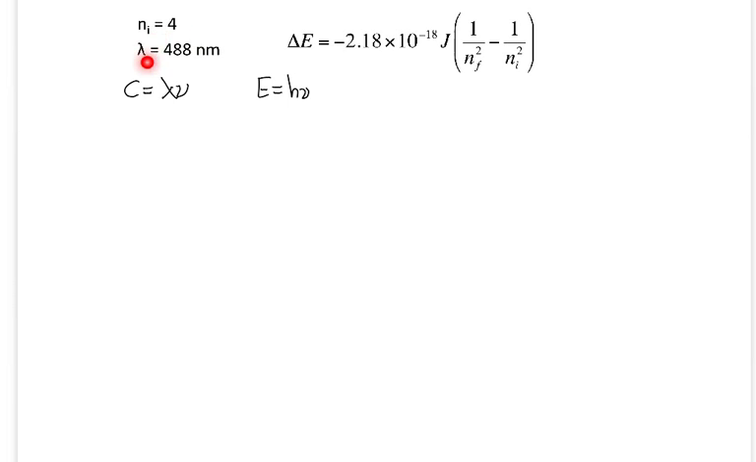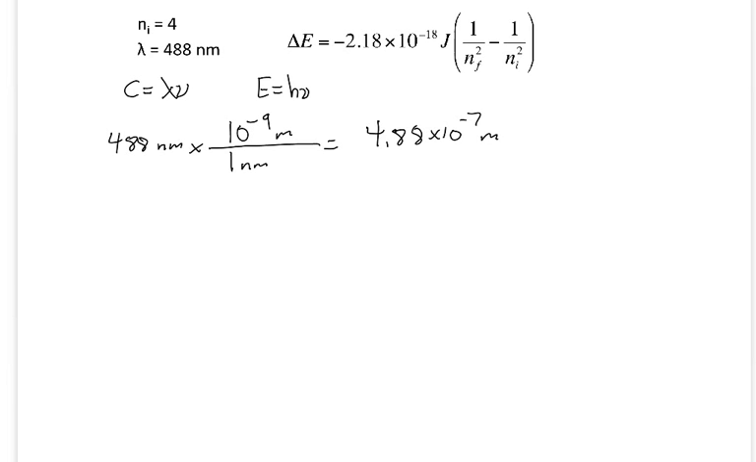Now, before I can plug my wavelength into this equation, I need to get from nanometers into meters. So I have 488 nanometers. I know that 1 nanometer is 10 to the minus 9 meters. So my wavelength is 4.88 times 10 to the minus 7 meters. Now I'm going to rearrange this equation to solve for nu, so I'm going to divide both sides by lambda. So my frequency is equal to c over lambda.